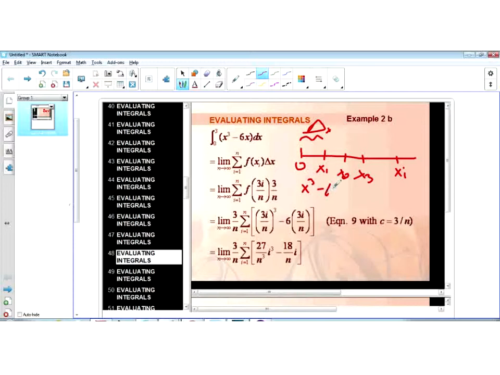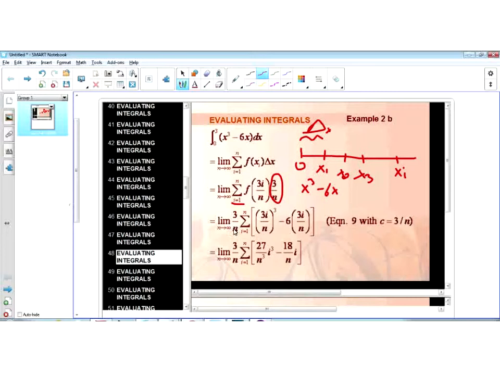Our function was x cubed minus 6x. So we take the 3i over n, plug it into f, and there's our sum. Since we're summing over i, the index of summation is with respect to i. This 3 over n, from those tables of sums I showed you before, can be considered a constant. And so this is your c.